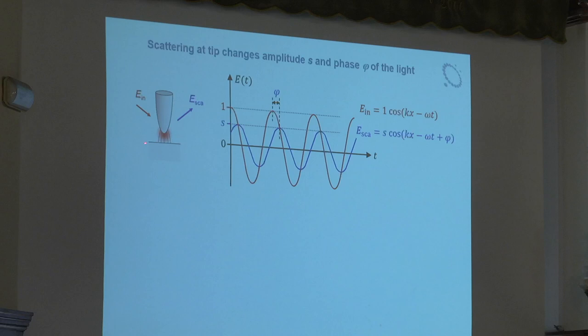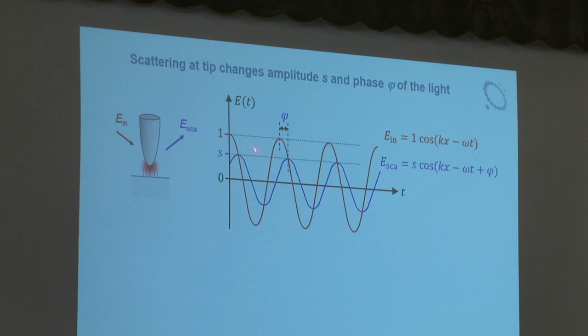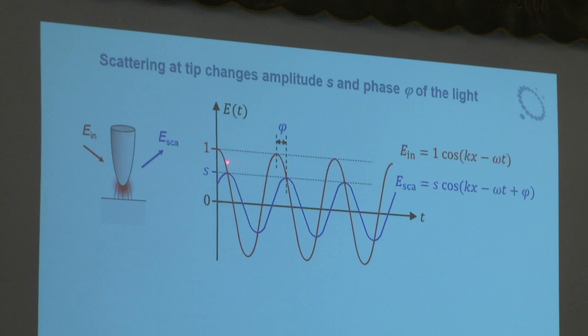Now, let's look at the scattered wave. The scattered wave now, two things can happen. First of all, this wave has an amplitude, right? And this amplitude we denote in the following S for scattering coefficient in amplitude. But it could also happen that the phase is shifted. And this is typically not measured in an intensity measurement.